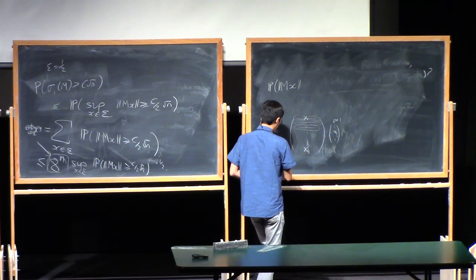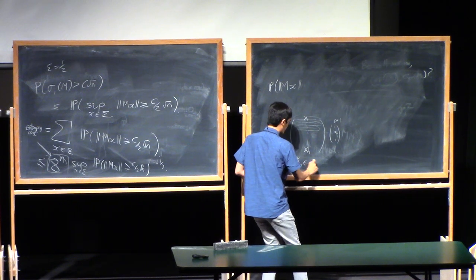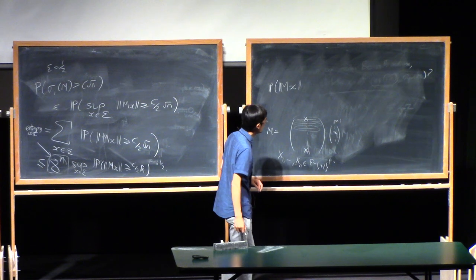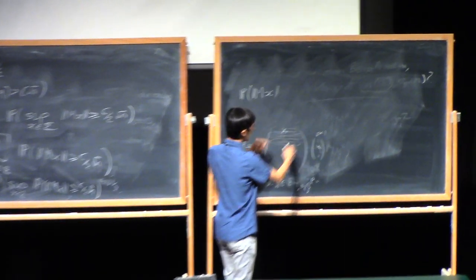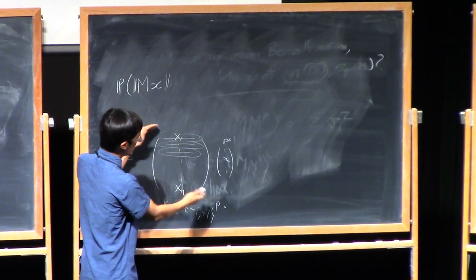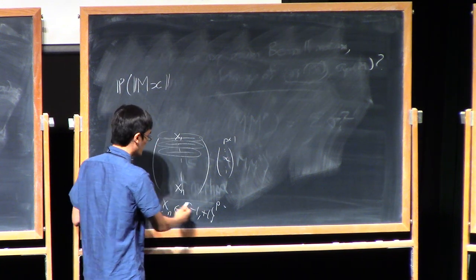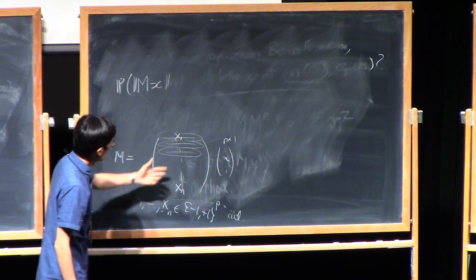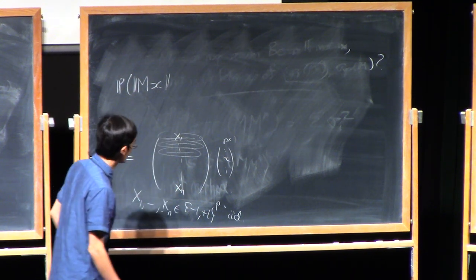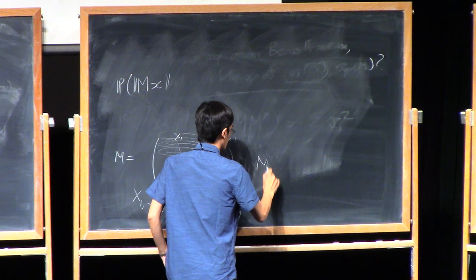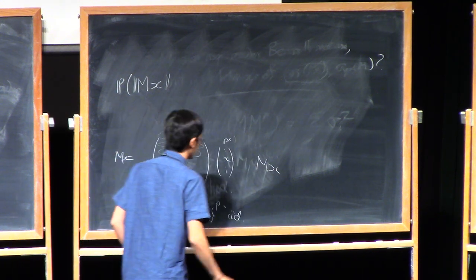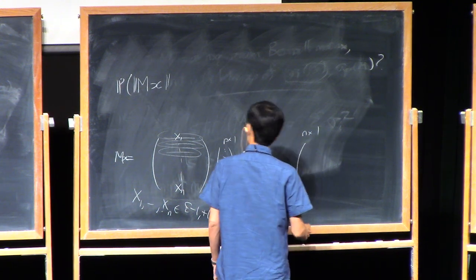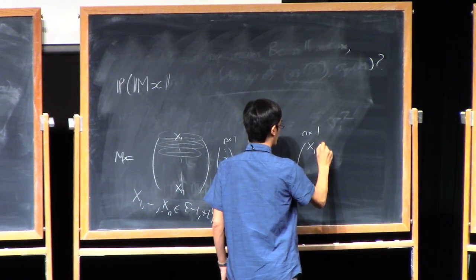Each one of these rows is just a random element of the discrete cube, minus 1, plus 1 to the p, so the entries are just random signs. Because this was an IID matrix, all these rows are independent, uniformly distributed on the cube. So Mx is an n by 1 vector, and it's just the dot products.